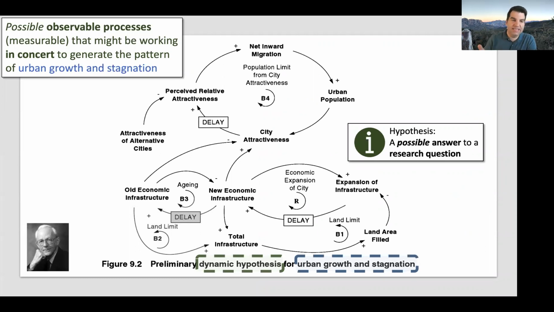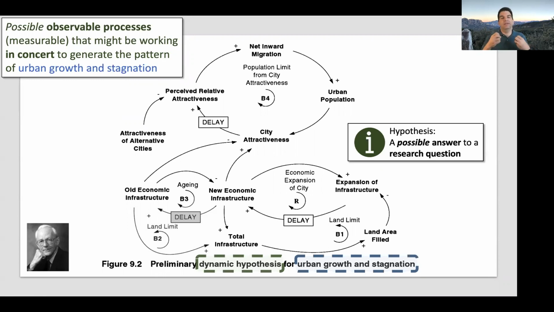And so we can take this as a model for science or for sustainability science. This is the abstract view of Forrester's preliminary dynamic hypothesis for urban growth and stagnation, that this is a hypothesis. It is a possible answer to a research question. So we're not saying that this is what happens in a city. We're saying this is what we think might be happening in a city.